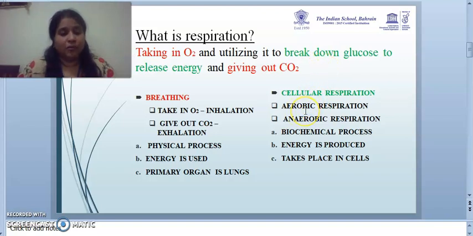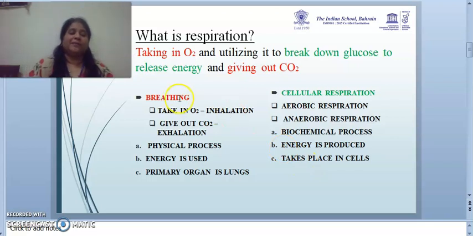Now, since glucose molecules, which are chemical molecules, are broken down, we call it a chemical process. It is called a biochemical process because this breakdown process takes place inside the living organism's body. And the final product is energy. So here energy is not used, but it is produced. It is called cellular respiration because this process takes place inside the cell.